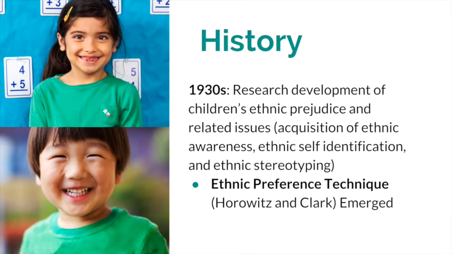Studies began to look at the origins of racial biases in the 1930s with related topics such as the acquisition of ethnic awareness. These early research employed ethnic preference techniques in which researchers asked kids who they liked the best, who they wanted to sit next to, or who they wanted to play ball with.